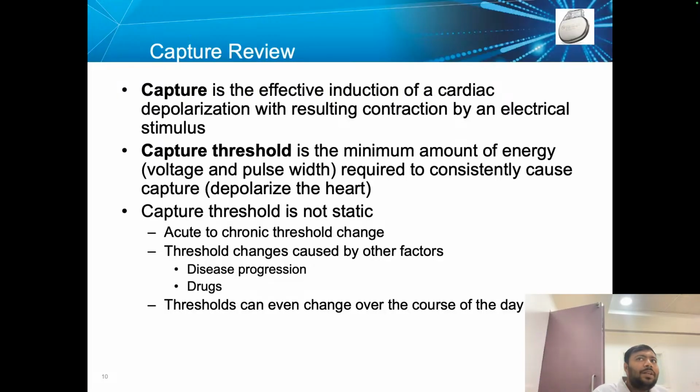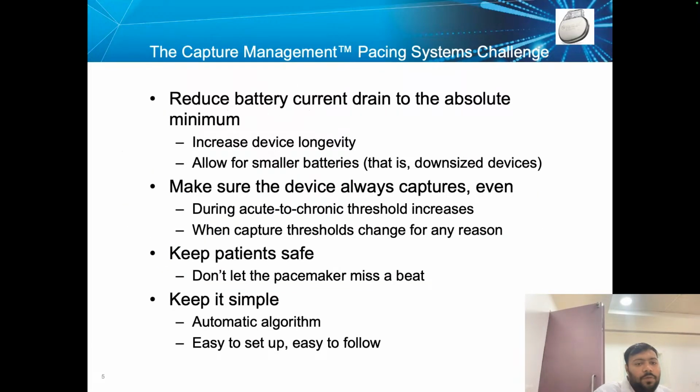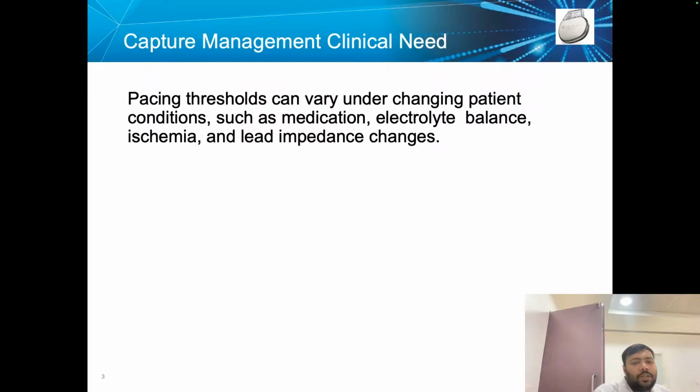Now we will see what are the things which affect the capture threshold. A lot of things affect it, and I'll show you one by one. Here you can see the patient conditions. Mainly the patient condition will affect the capture threshold, such as medication. Some patients may take different medications that can abruptly increase or decrease thresholds, as well as electrolyte imbalance and ischemia. Even at implant, if the lead is in a scar area, the threshold will definitely be higher. Lead impedance changes also matter. Everything works on Ohm's law, so if there is a lead impedance change, it will obviously affect the current flow.